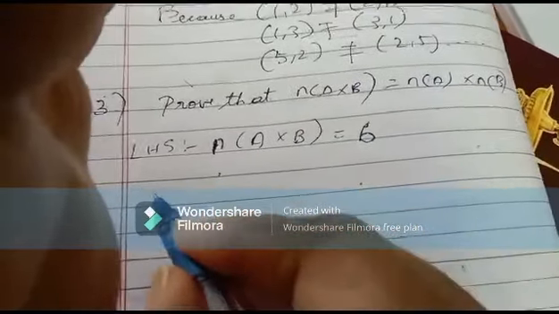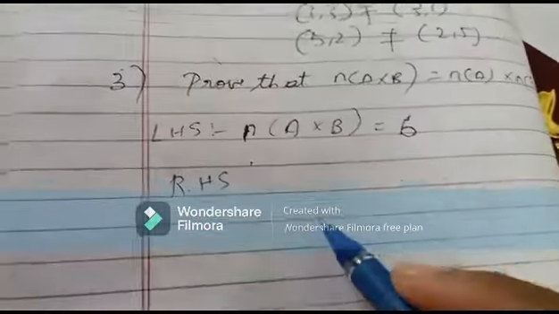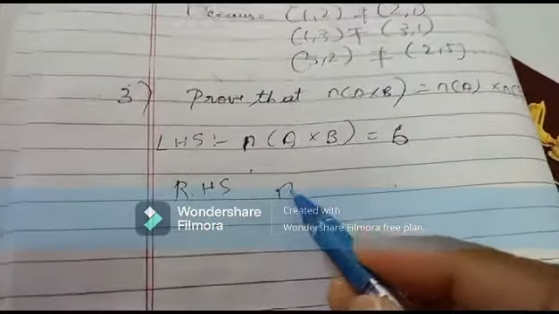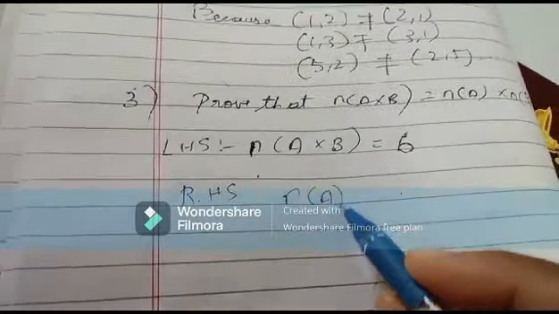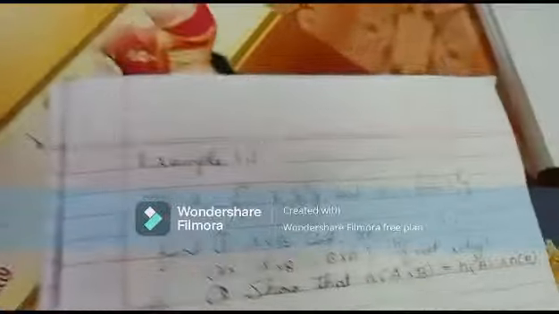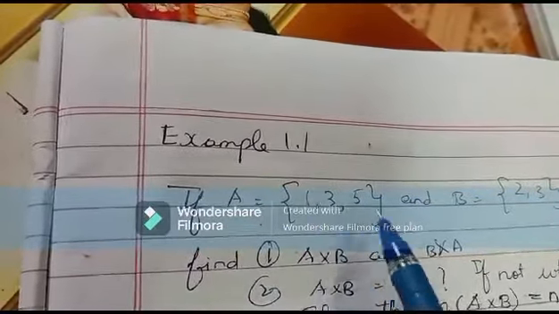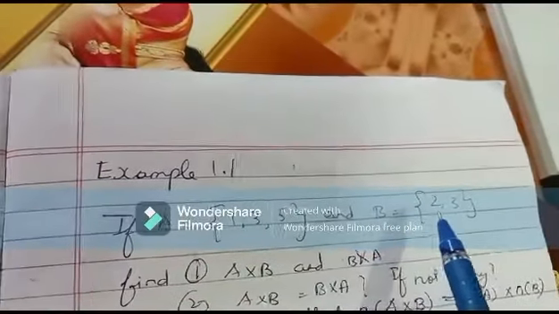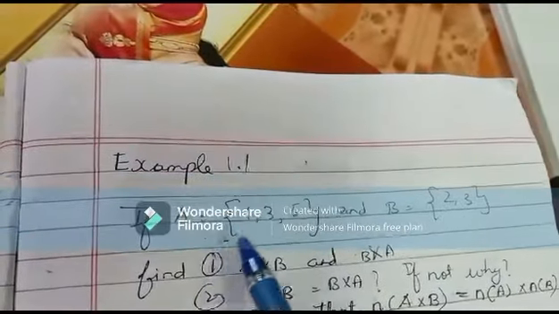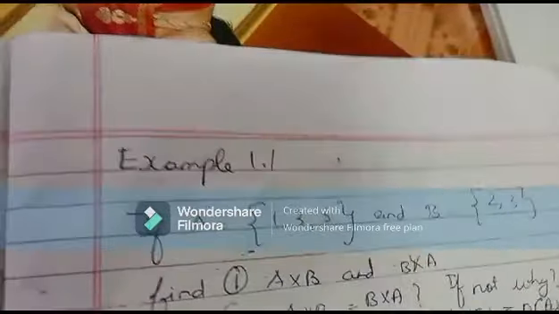Now we are going to find out the RHS. RHS is right hand side. First we have to find out n of A. Okay, what is n of A? We have to count the number of elements in A and B. So the number of elements in A is 1, 2, 3, 3 elements. The number of elements in B is 1, 2, 2 elements. So n of A is 3, n of B is 2.